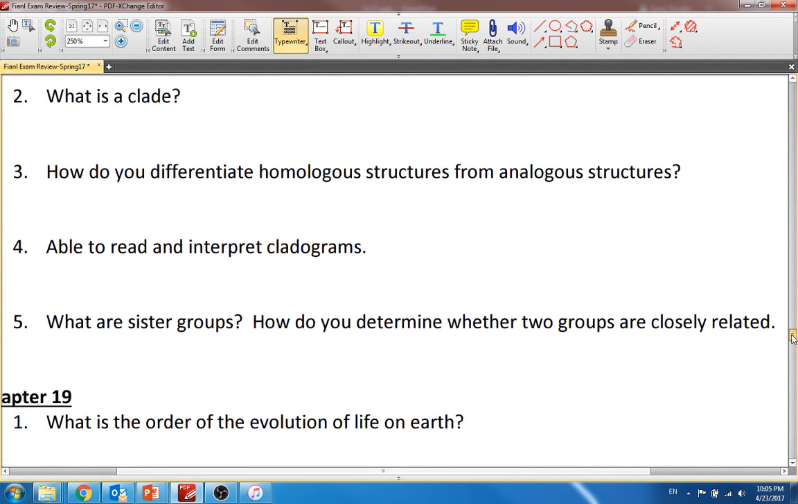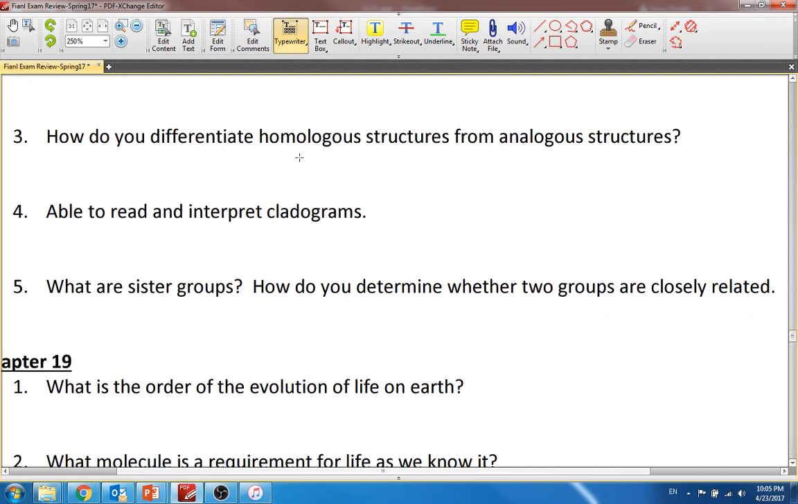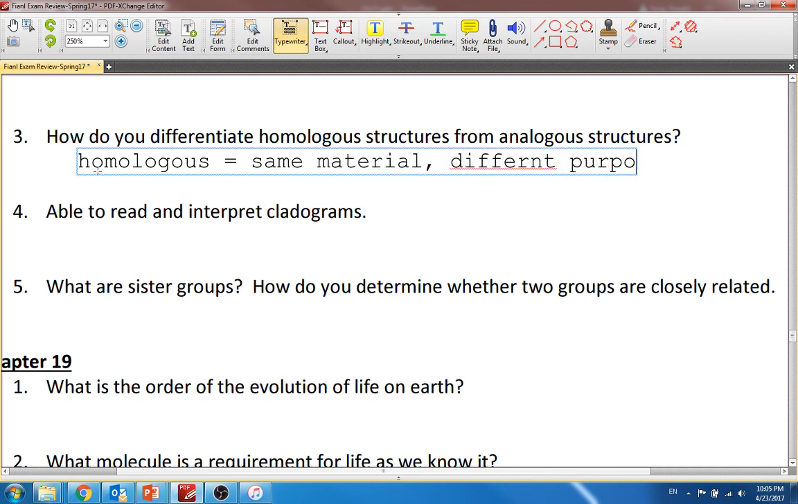Number 3, how do you differentiate homologous structures from analogous structures? Homologous structures are made of the same materials, but they may have different purposes. Analogous structures are made of different materials, but have the same function. So these two are opposite to each other.